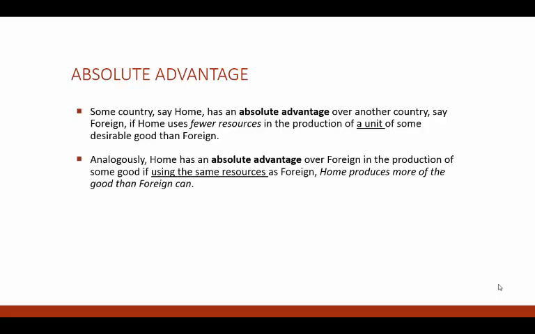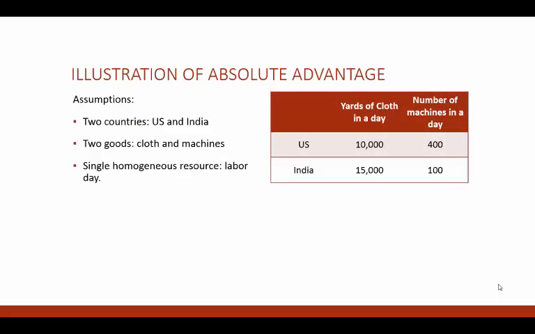Adam Smith's fundamental argument was that countries needed to specialize in producing the good in which they had an absolute advantage in, and by trading for the other good, they would both gain through greater consumption than if they operated under autarky. Let's walk through an illustration of the concept of absolute advantage.